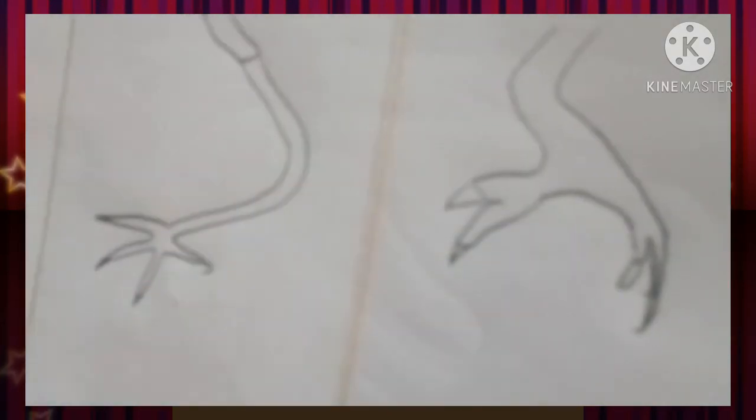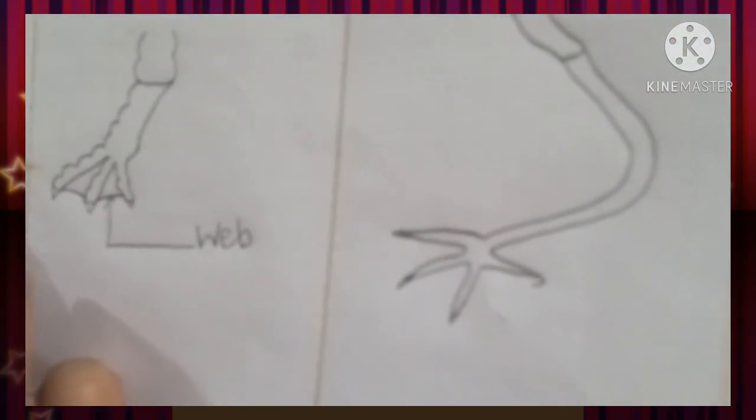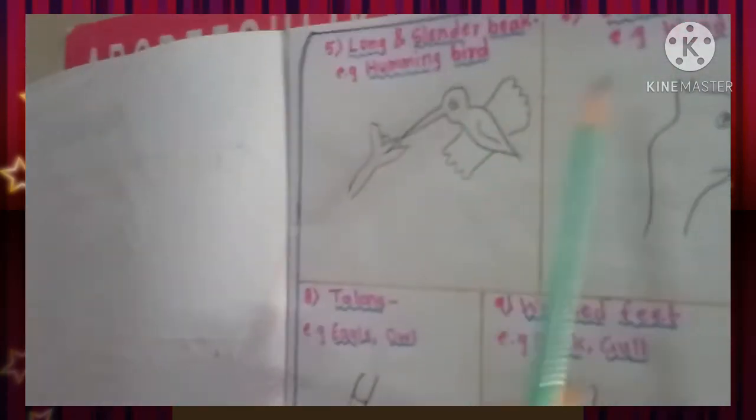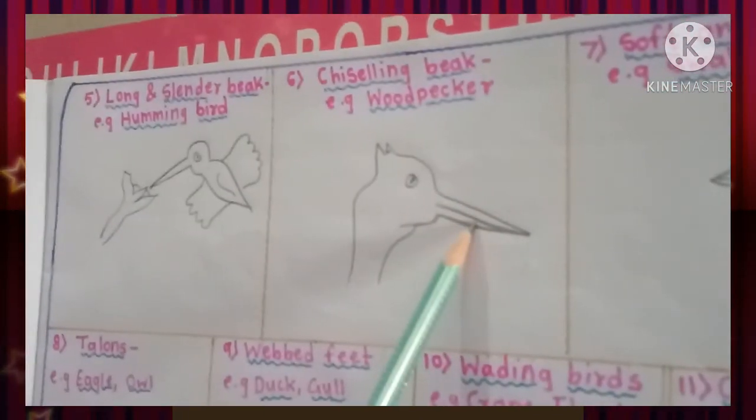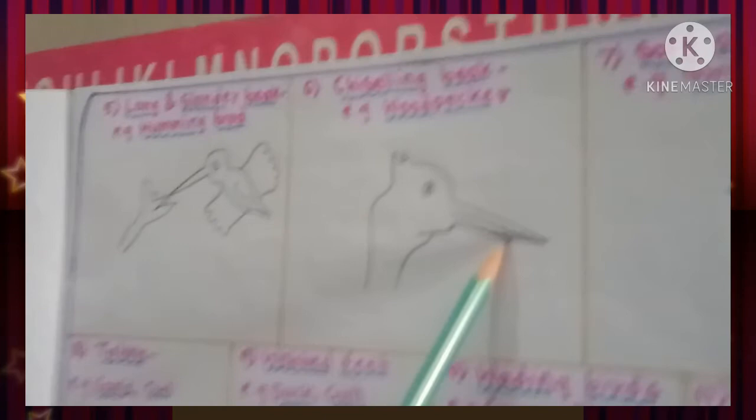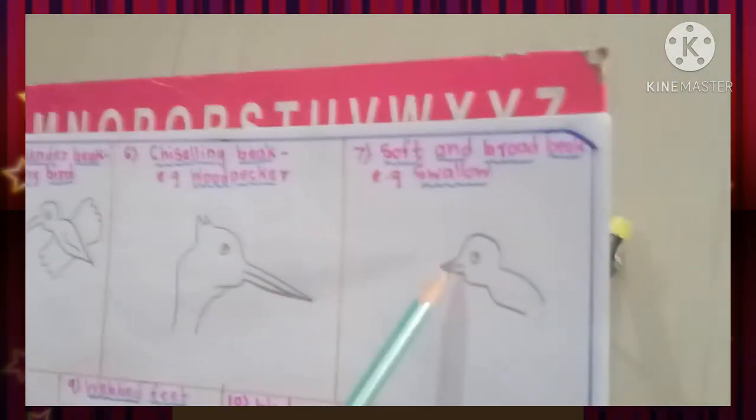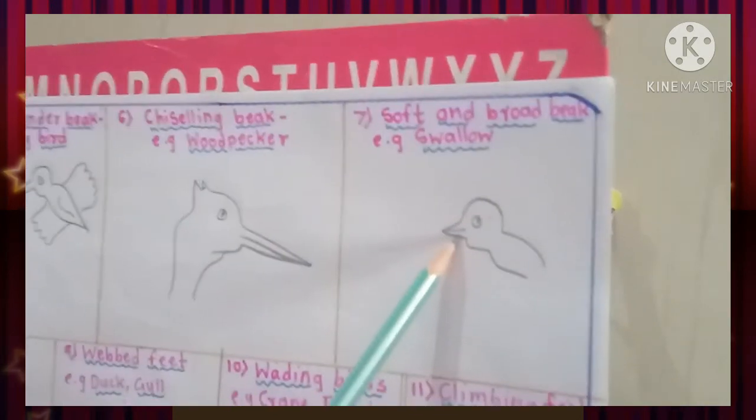So got it. The fifth beak is a long and slender beak. By using that long and slender beak, hummingbird can suck the nectar. So it is called a probing beak. Next one is the chiseling beak. It is also sharp one, sturdy. By using that beak, they can make a hole in a tree trunk. Now, the last beak is a soft and broad beak. It is present in swallow bird. By using the soft and broad beak, they can catch insects when they are flying.